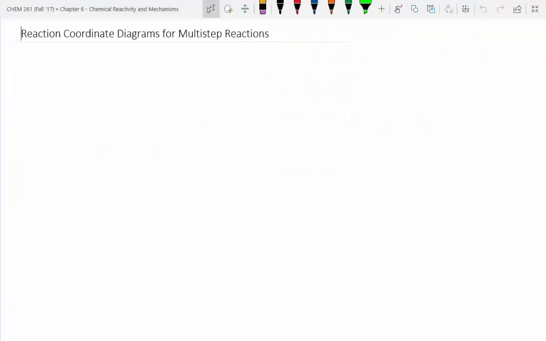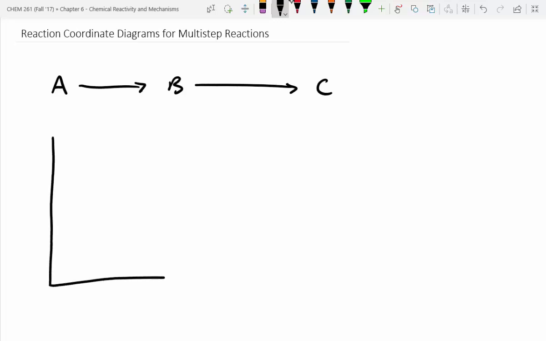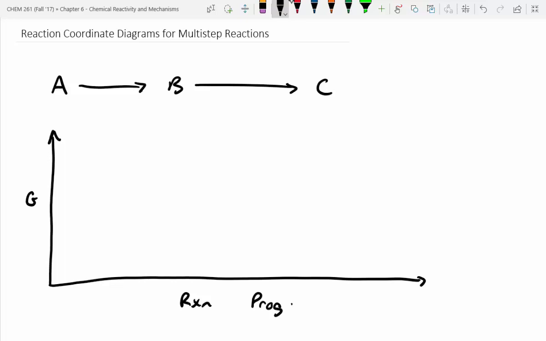So far we've been looking at really simple reactions where you just have one hump. Reality is not that nice a lot of times. Quite often you might have a reaction where you're going from A to B and then from B to C. So let's try to draw a reaction coordinate diagram for this. We've got G over here, and I'm just going to write reaction progress down here. And I'm going to say, all right, my A starting materials are down here. And my B starting materials, I'm just going to pick one. I'm going to put it up here.